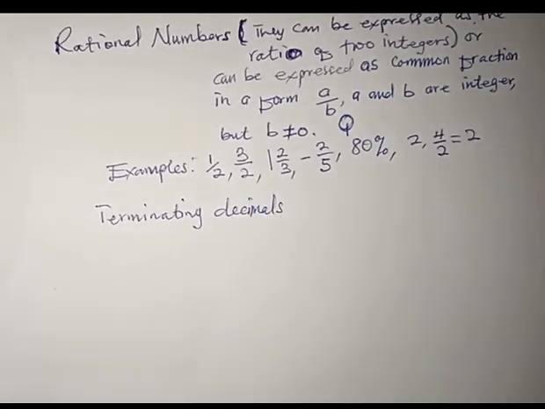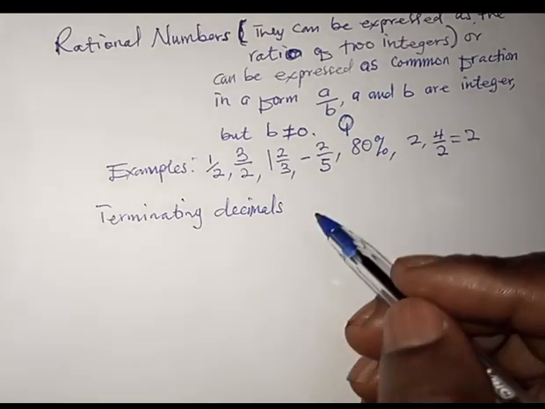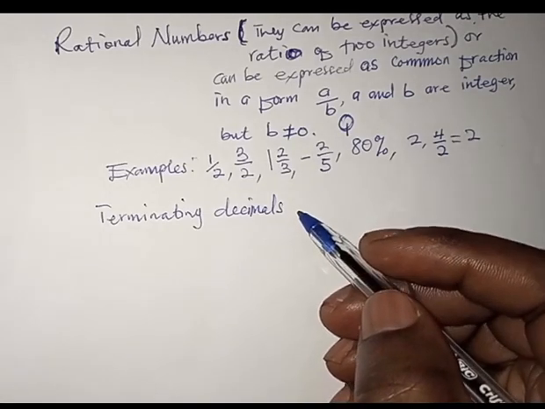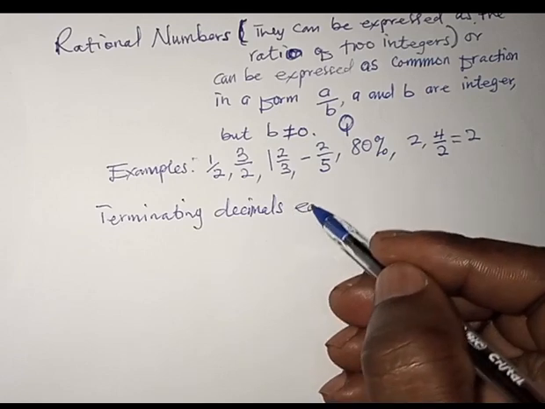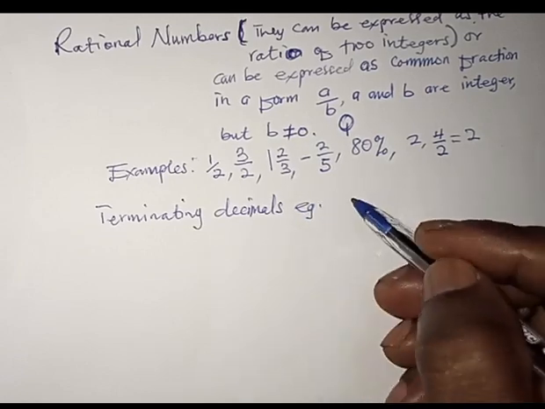Terminating decimals. What do you mean by terminating decimals? When we say terminating decimals, we are talking about decimal numbers which have an end value after the decimal point. So that means a decimal number that ends. Let's look at some examples of terminating decimals.